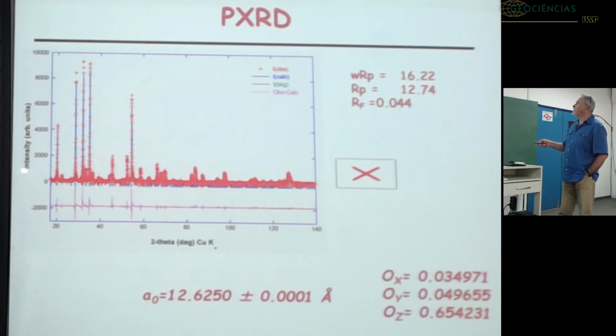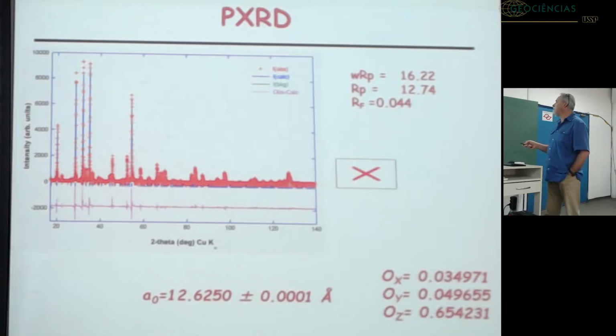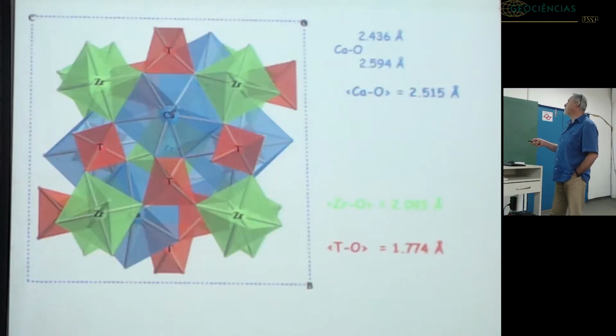That's a diffractogram, a Rietveld refinement of this synthetic garnet, in which 3/4 of the tetrahedral sites were occupied by iron and 1/4 by silicon. We have a fairly good agreement index of the structure refinement. So that's the resulting unit cell parameter with a very low error. And those are the coordinates of the oxygen atoms. All the other atoms are in special positions, so we don't need to specify the coordinates.